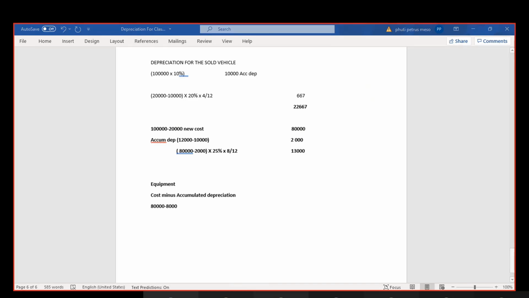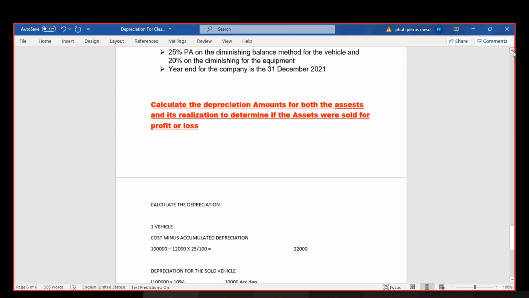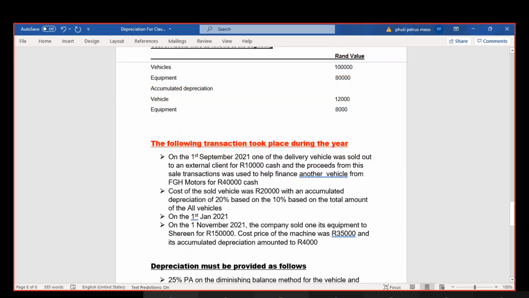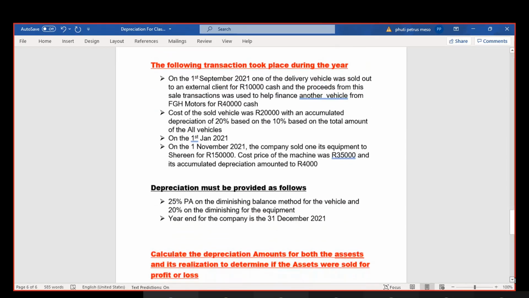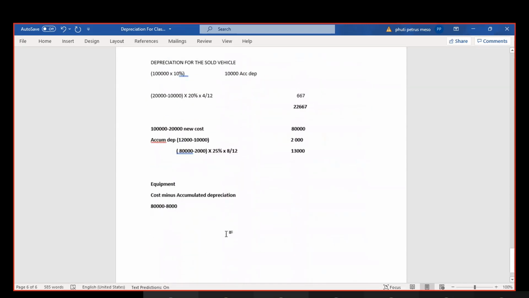Okay, let's see. It's 80,000. I think the accumulated is 8,000. Okay, yeah, it is 8,000. 80 minus 8 multiplied by 20 divided by 100. So you just say multiply by 20 divided by 100, which is your 20%.